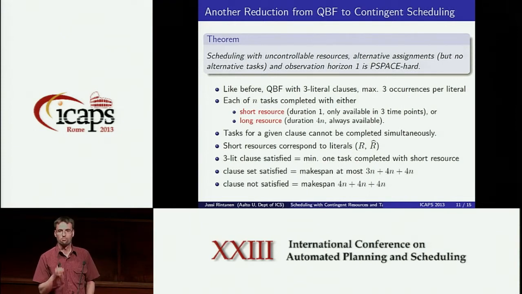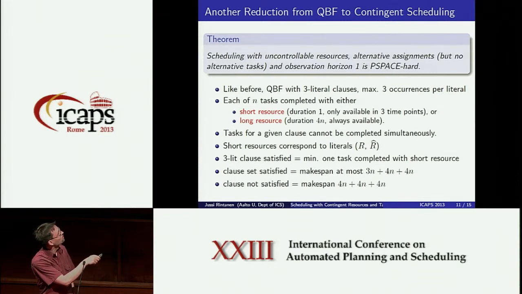Each task has to be completed, but we can use 2 alternative resources. There's a short resource corresponding to the valuation we are picking in the earlier proof, and a long resource with the longer duration. And the idea here is that if there is a valuation, if the QBF evaluates true, we can complete each task by using the short resource. And the total duration of the schedule will be 3n plus 4n plus 4n.